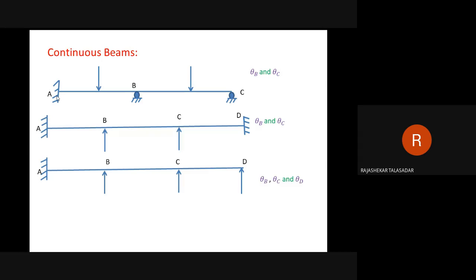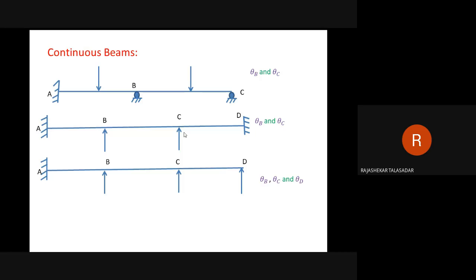At this support, what is the slope at A? Theta A is 0. Very good. But slope will be there at intermediate supports, as well as if the end is hinged, roller or simple, there also slope exists. So how many unknowns are here for this beam? Theta B and theta C are the unknowns. How many joint rotations are unknown for this beam? Slope at B and slope at C.